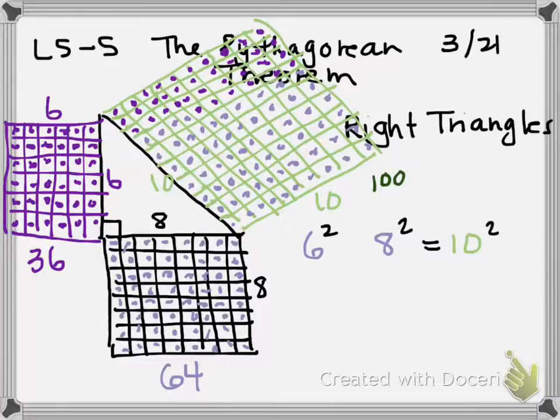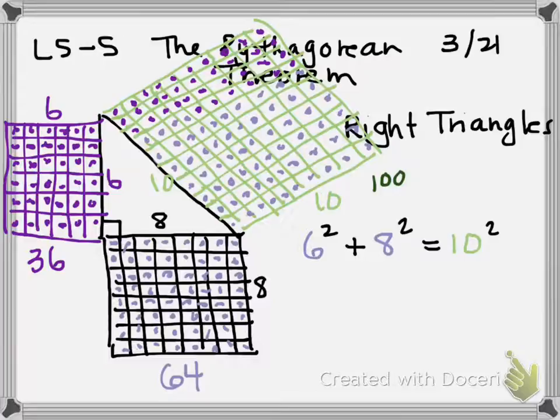I square it. Now, what did I do to the 36 boxes and the 64 boxes to make it the 100 boxes? What math did I do? Cameron? I added them. That is basically what the Pythagorean theorem ends up telling us. Now, it's called the Pythagorean theorem because a guy named Pythagoras, back in the days of the Greeks, discovered this relationship. And it holds true for all right triangles.